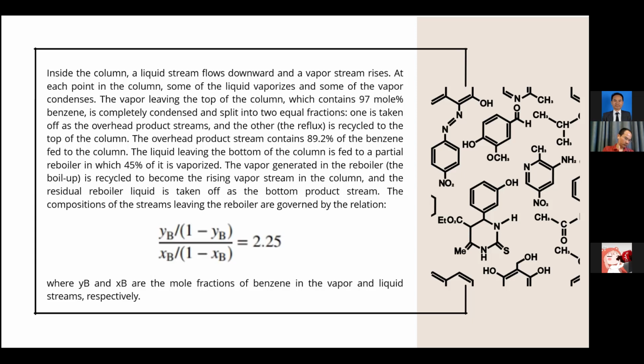The composition of the streams leaving the reboiler is governed by the relation y_b/(1 - y_b) divided by x_b/(1 - x_b) equals 2.25, where y_b and x_b are the mole fractions of benzene in the vapor and liquid streams respectively.